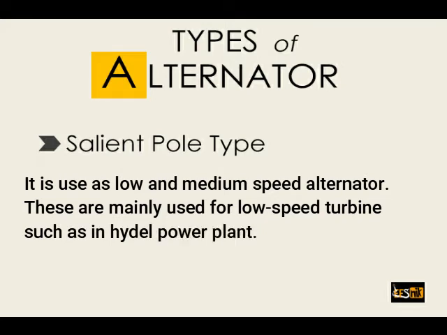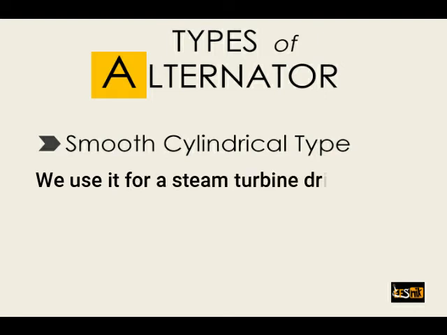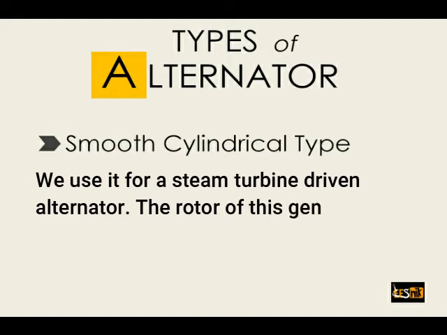The second category of alternator according to design is the smooth cylindrical type. This type of alternator is used in steam turbines. The rotor of this generator rotates at a very high speed.